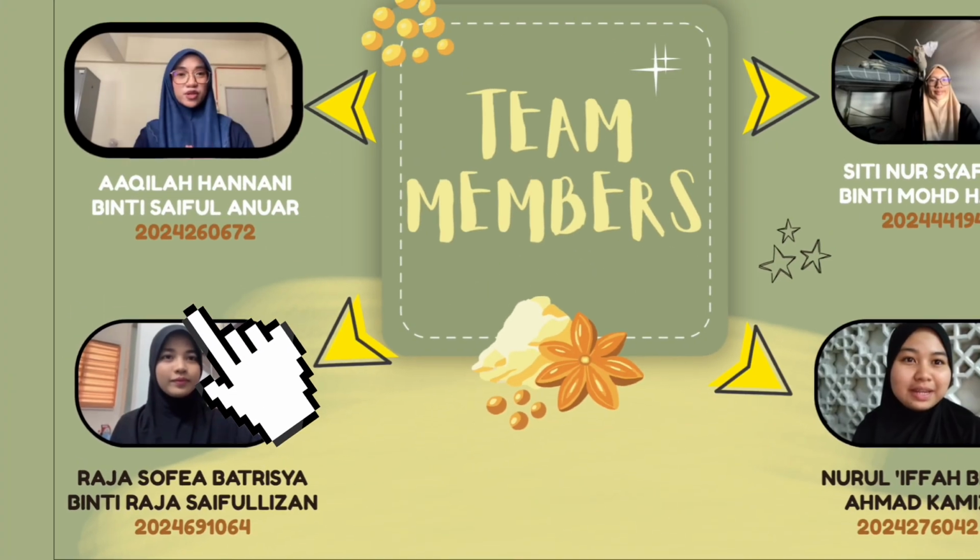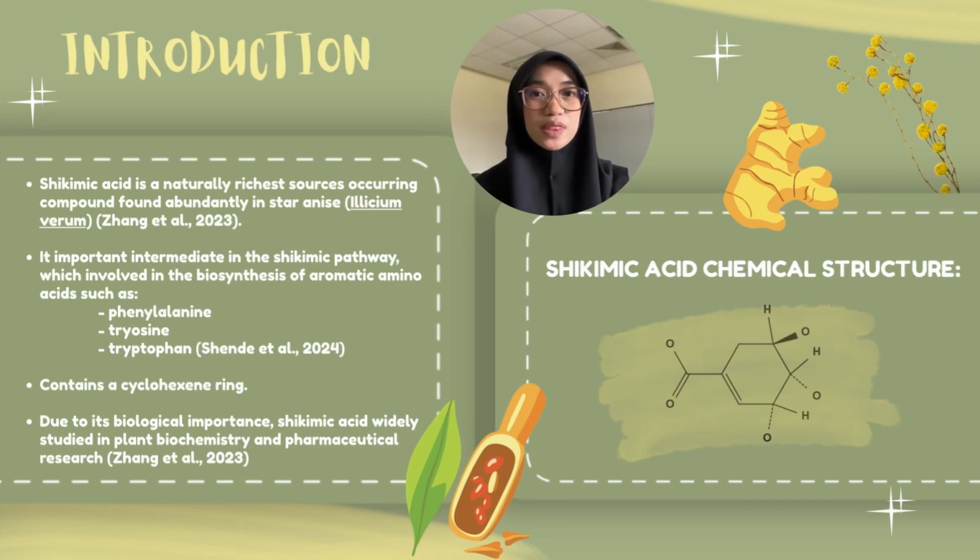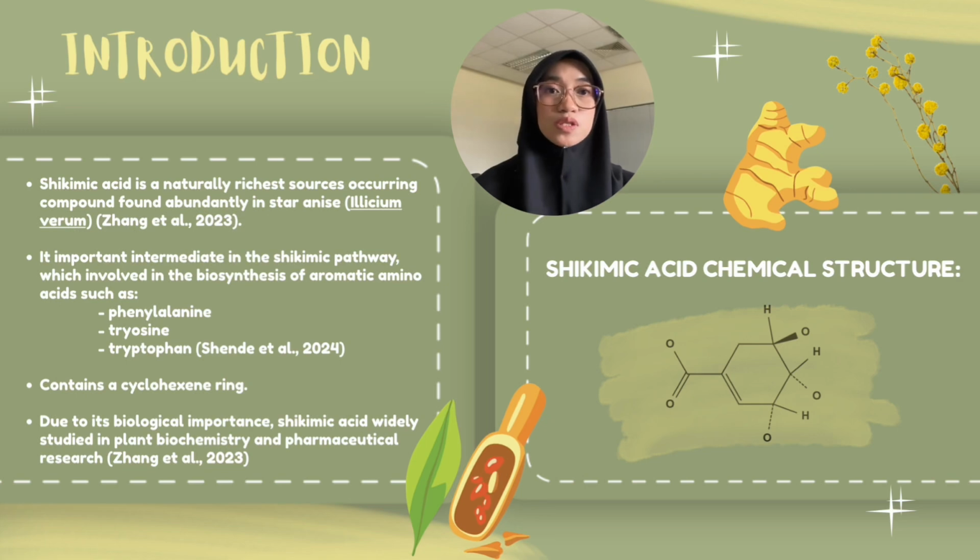First and foremost, I will start with the introductions. Shikimic acid is a naturally occurring organic compound that can be found in plants and microorganisms. Did you know that star anise, or the scientific name Illicium verum, is known as one of the richest natural sources of shikimic acid? This compound plays an important role in the shikimate pathway, which is responsible for producing aromatic amino acids such as phenylalanine, tyrosine, and tryptophan.